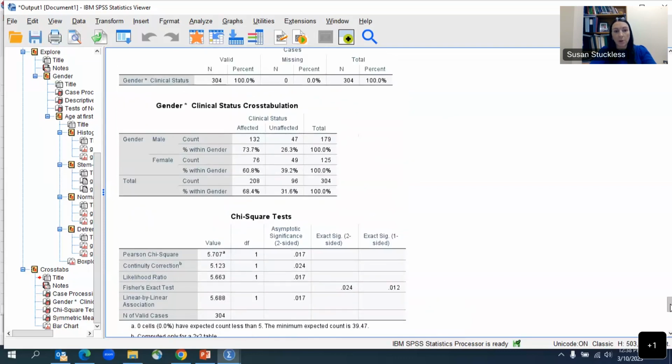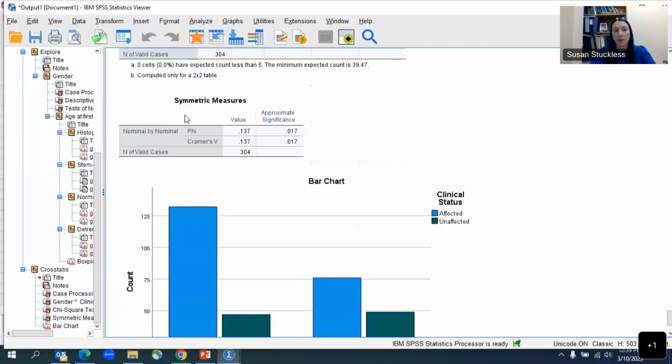Basically, if you were doing the study and reporting this, you could report some of the percentages if you wanted to. You would report the chi-square value to be 5.7, and your p-value would be 0.017. And you could also then mention the effect size, reporting either your phi or your Cramer's V. So I'm going to go on now, unless anyone has a question.